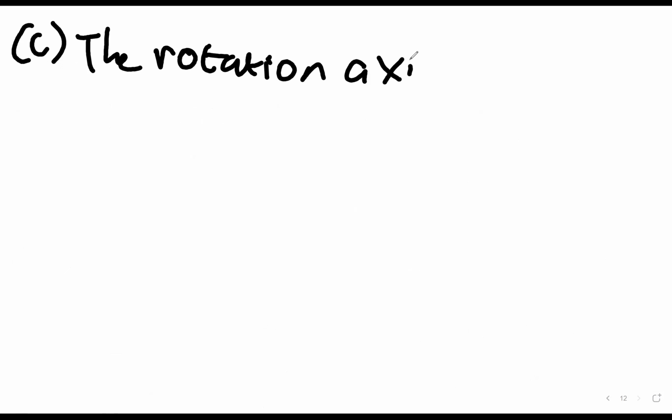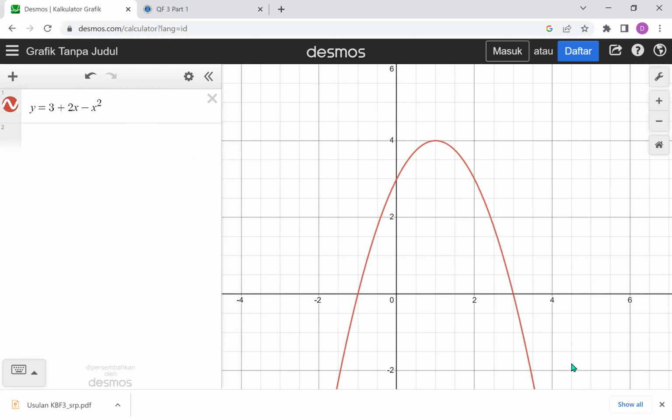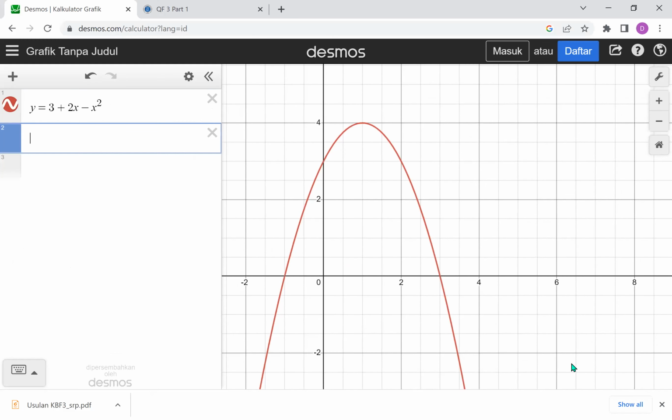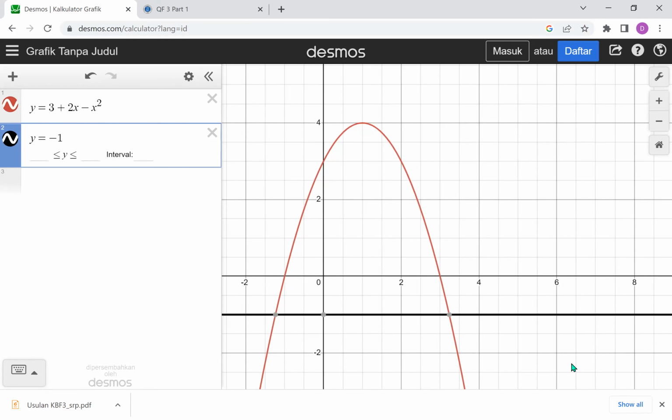Okay, now let us continue. Part C, what is part C? What is the rotation axis? The rotation axis is the line y equals -1. So let us take a look at the picture. We have this one, and then I will draw y equals -1 there. So that's the rotation axis. The region is still the same. Let us consider this is the region.